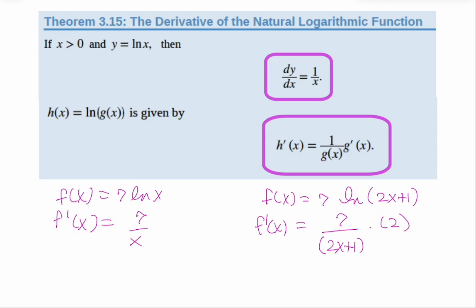So natural logs and e's are nice. You just have to learn the extra rules. So the derivative of the natural log is 1 over x. The derivative of the natural log of a function is 1 over that function times the derivative of that function. Just follows chain rule.